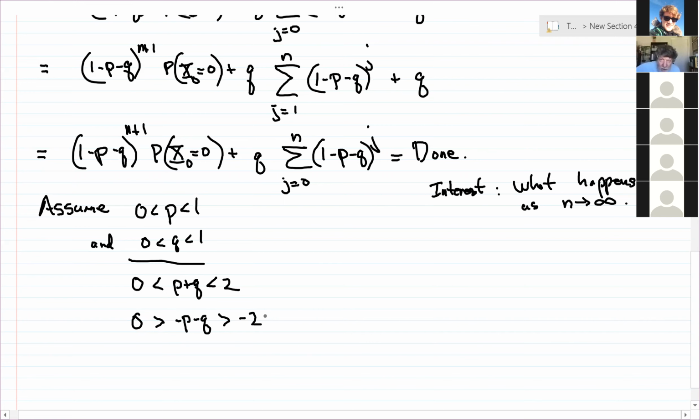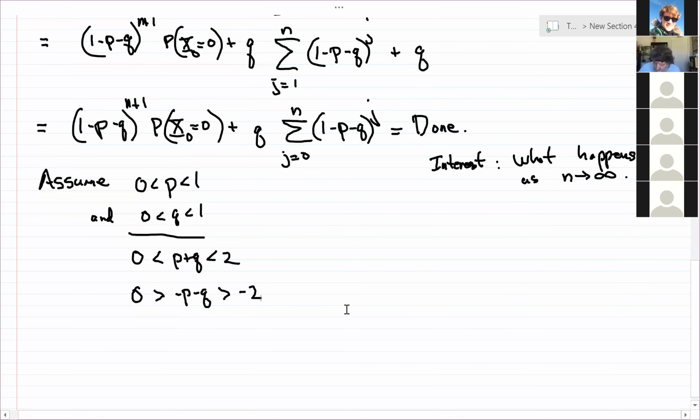Okay. Now, with an eye on this, what happens if we add 1 to both sides, to everything here? So we add 1 throughout the inequalities. 1 and 0 is 1. When you add 1 to this, you have 1 minus P minus Q. If you add 1 to -2, you would just get -1. So this expression in the middle, 1 minus P minus Q, is strictly between 1 and -1.